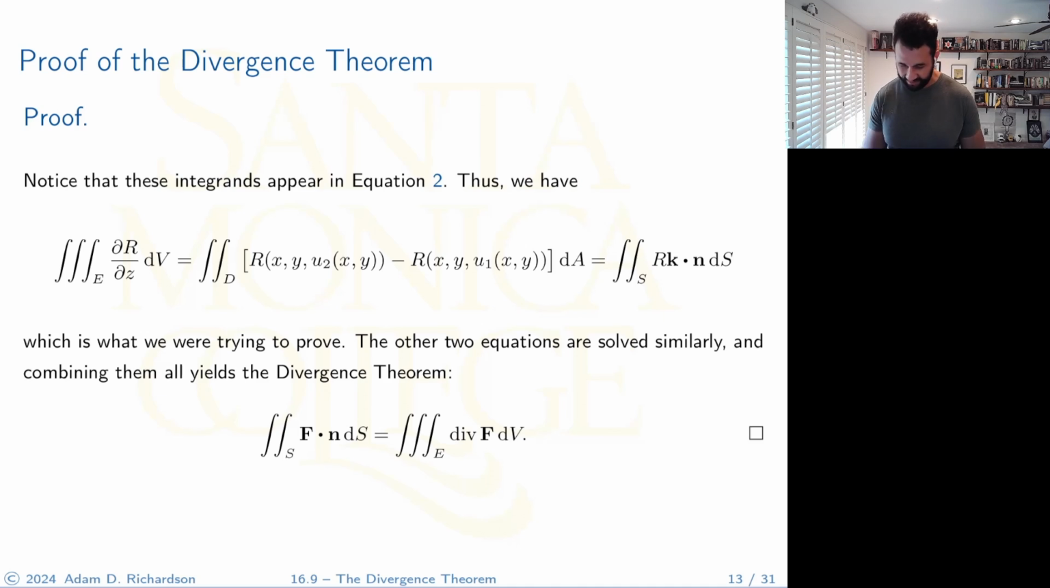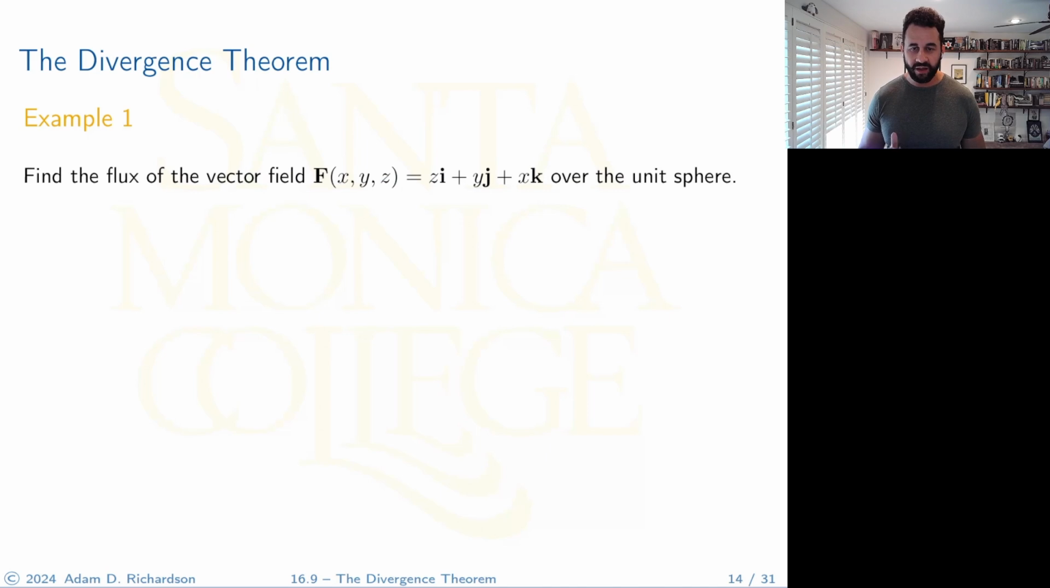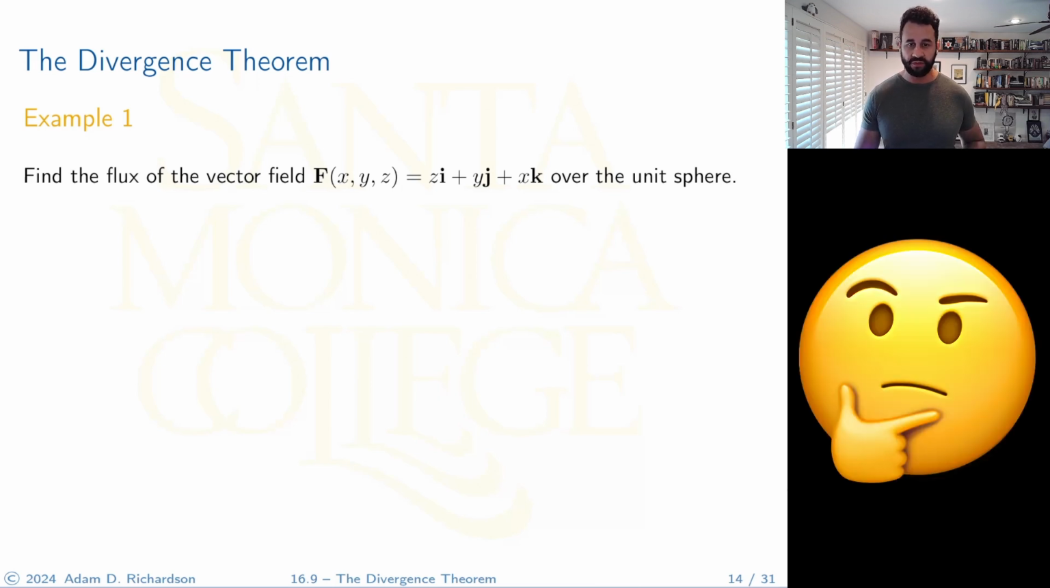Cool stuff. Now this one, I think I want you to try on your own first. Hold on a second here. Let me get some things set up. There we go. Try this one on your own. See if you can find the flux of the vector field F given here over the unit sphere. And I want you to do it by employing the divergence theorem. So think about it for a minute.